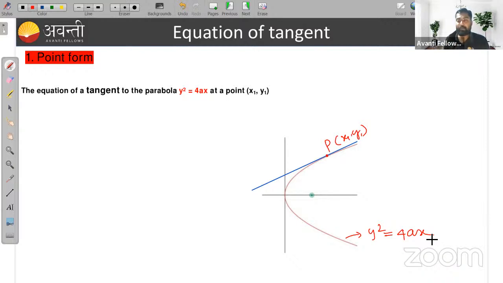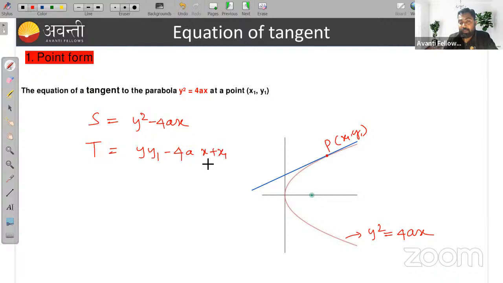Simple thing. We already discussed these things in case of circle also. So at a point, how can you find the equation of tangent? This is very simple. What is S here? S is y square minus 4ax. So what is T? In place of y square, we need to substitute y1, and in place of x, we need to substitute (x plus x1) by 2. This is the shortcut I already told you. So T becomes y y1 minus 2a into (x plus x1).